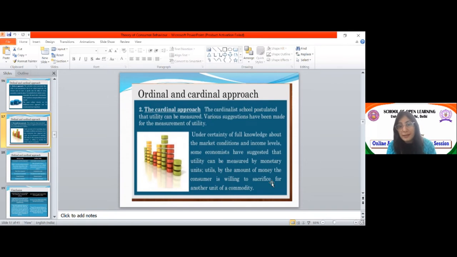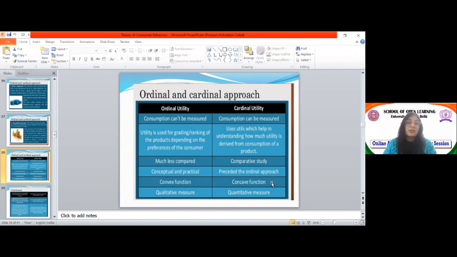In the cardinal approach, the cardinalist school postulates that utility can be measured. We measured it there, like an apple at 10 rupees gives 10 numbers of utility, and an orange at 20 rupees gives 20 numbers of utility. Under certainty, with full knowledge about market conditions and income levels, some economists have suggested that utility can be measured in monetary units, which we called utils. So in cardinal we were calculating it with whatever we were paying for that commodity, and we were getting that sort of utility.